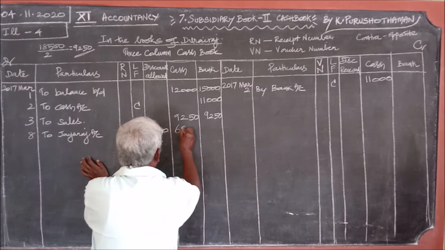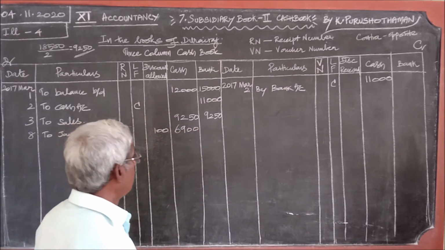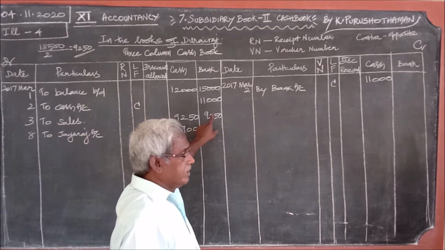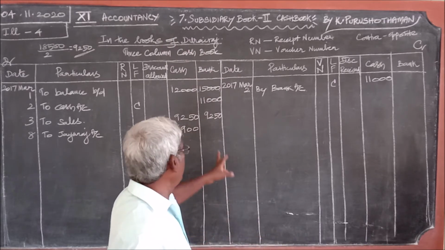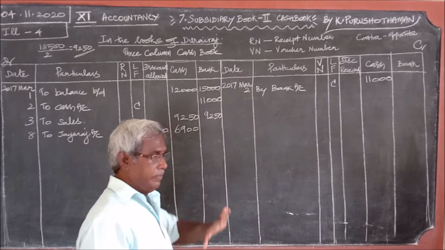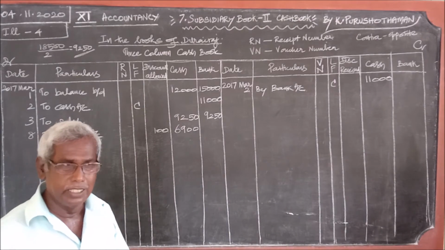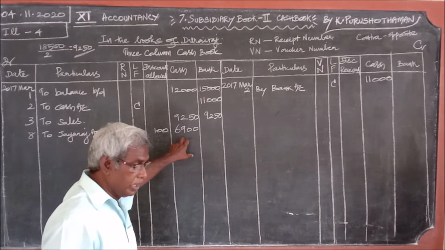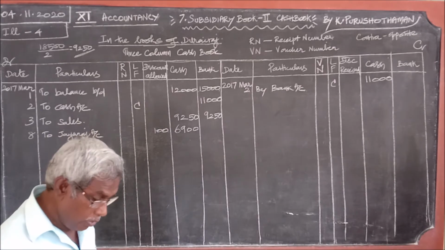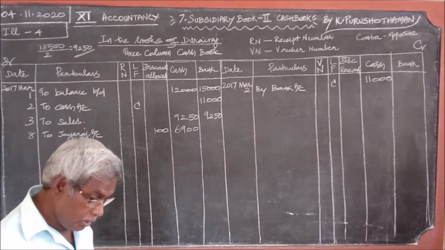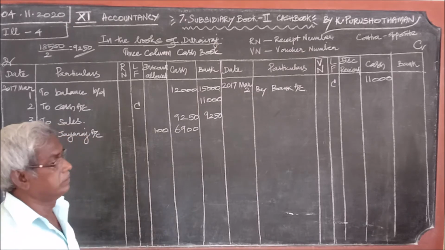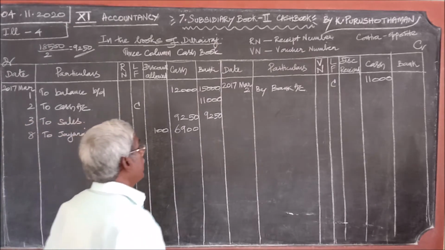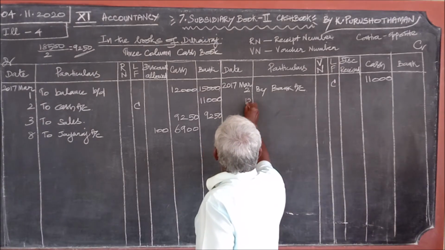So 6,900 in the cash column. But why should we write here? The check was immediately banked, so we have written in the bank column. But if it is not banked immediately, we should write in the cash column only. Now we go to the 12th. On the 12th, Jayaraj's check was sent to bank.